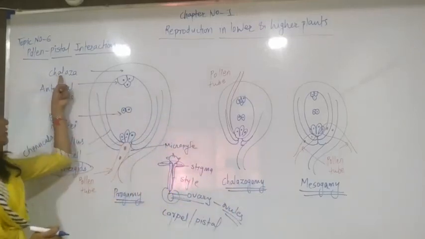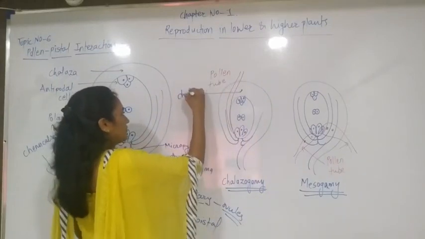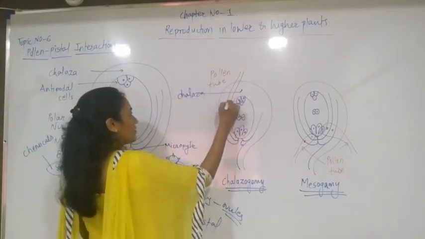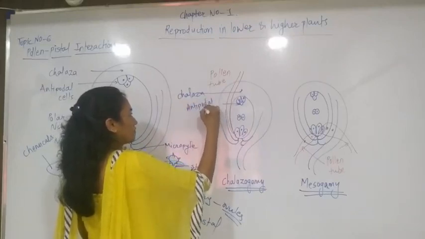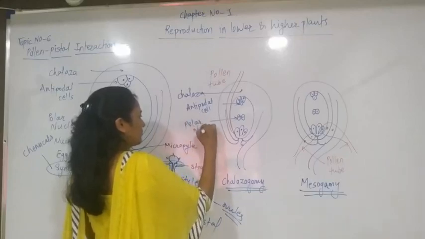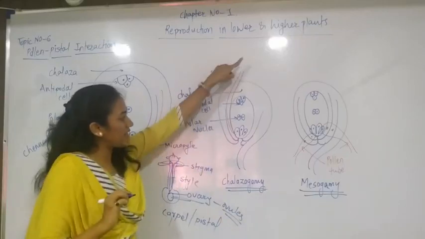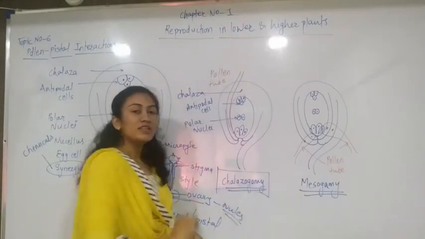Here I am mentioning that one part of the ovule is the chalaza. This is the chalaza. These are the antipodal cells. This is the polar nuclei. Whenever the pollen tube enters from the chalazal end, that type of interaction is called chalazogamy.